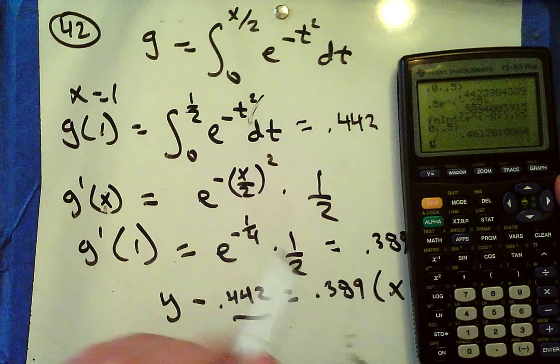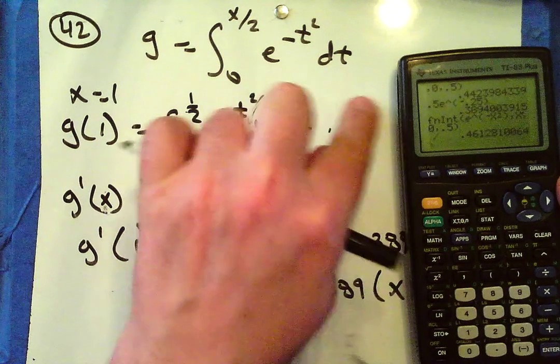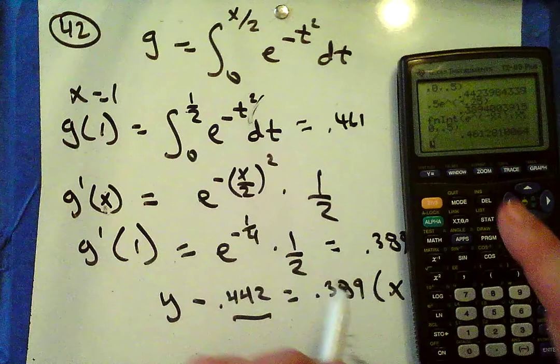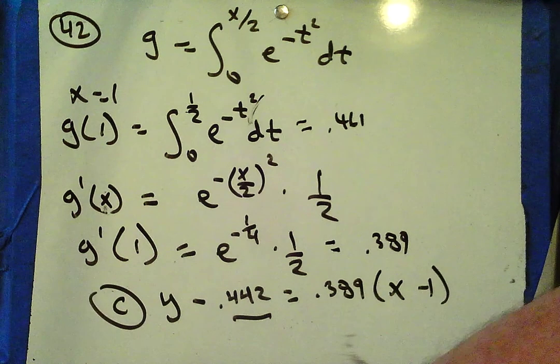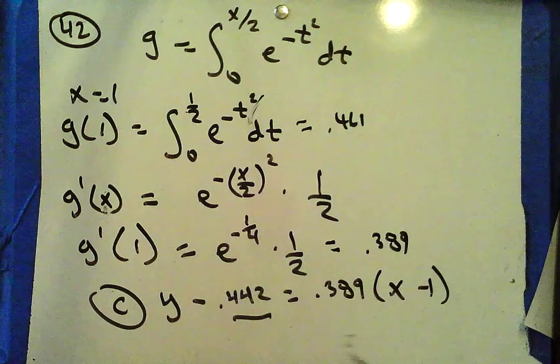Okay. And so I get that 0.461. Okay, so I feel better about this, and so I'm going with choice C. C for number 42. Let's take a look at 43.